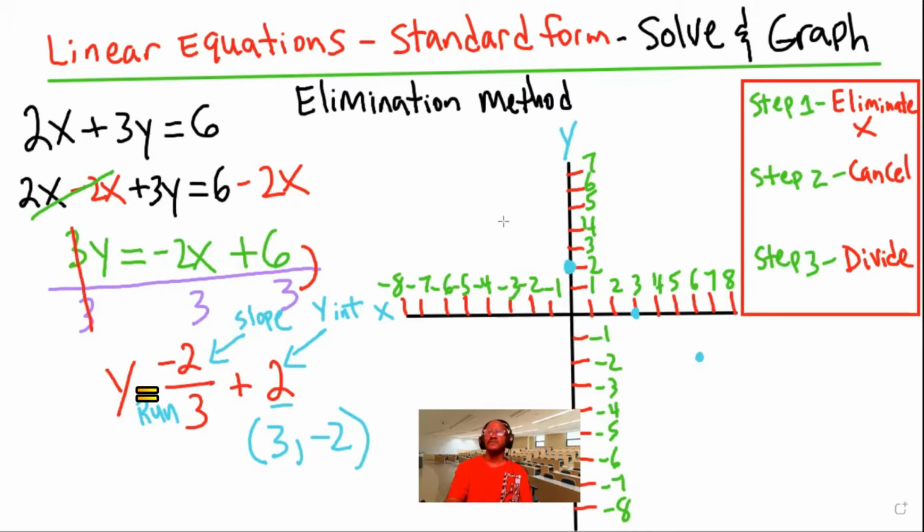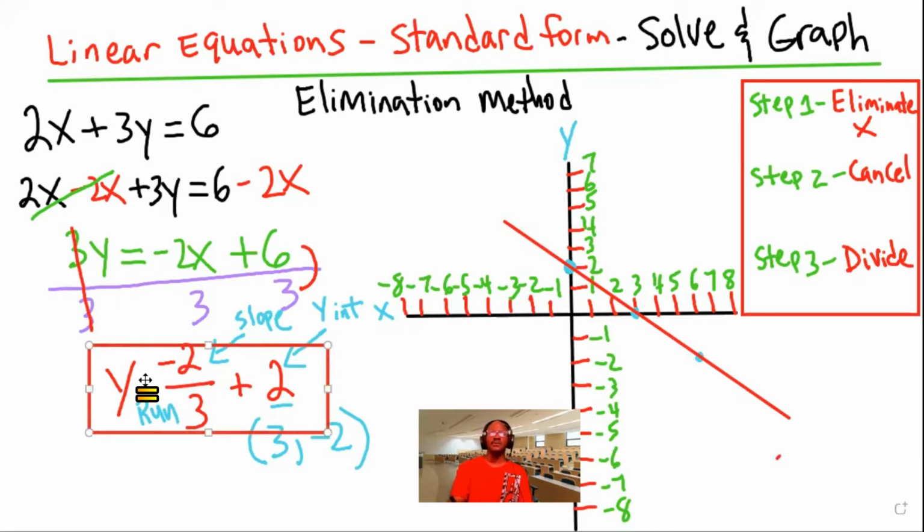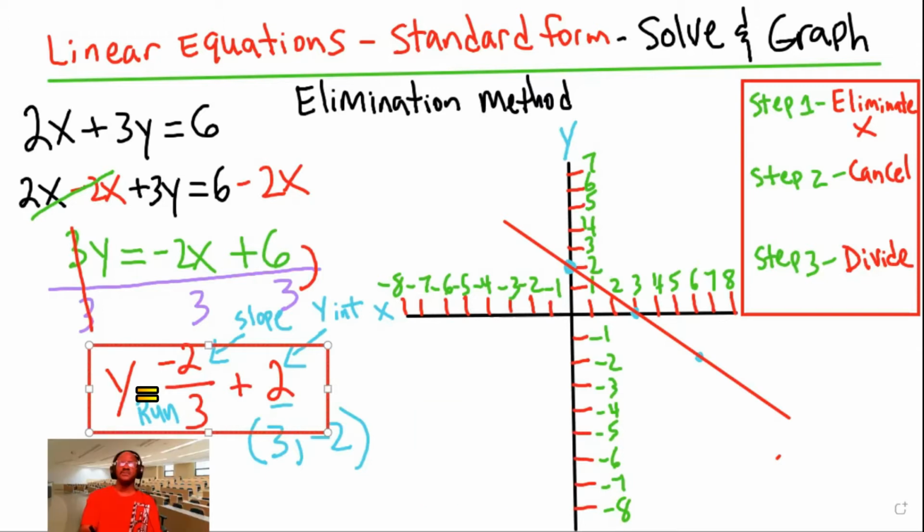And so we graph, and we can see we have a straight linear line. And so if you ask me, what is the answer? Well, your answer is right here, is y equals negative 2/3 x plus 2, and this is your graph over here to your right. Okay, so if you got anything like that, you did it right.